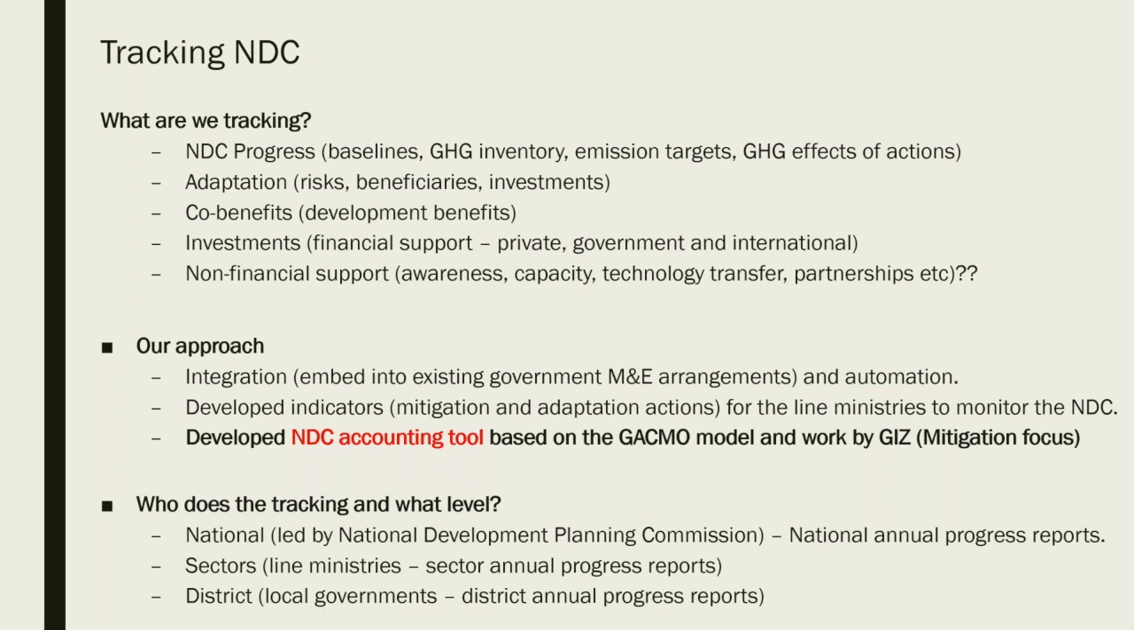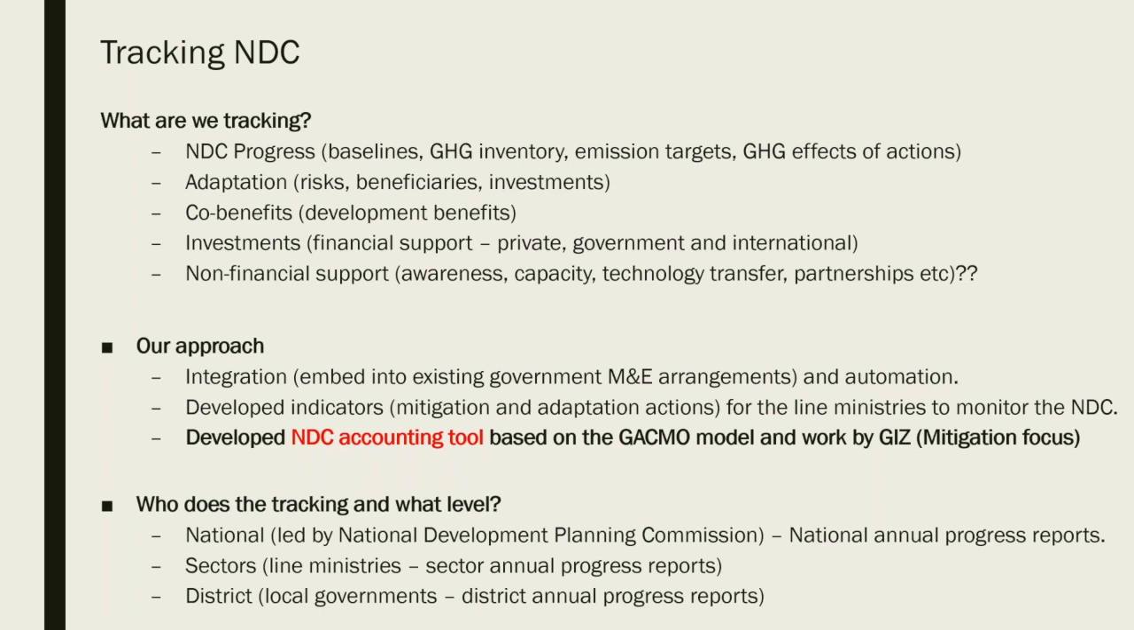We need data on the GHG inventories every year. We need to understand the implications of the emission targets for each sector, for each category, and for each theme. We also need to find a way to compute the GHG effects of each of these actions. That's the first part. Together, we think these elements can allow us to track the NDC progress, and that's the focus of this presentation.